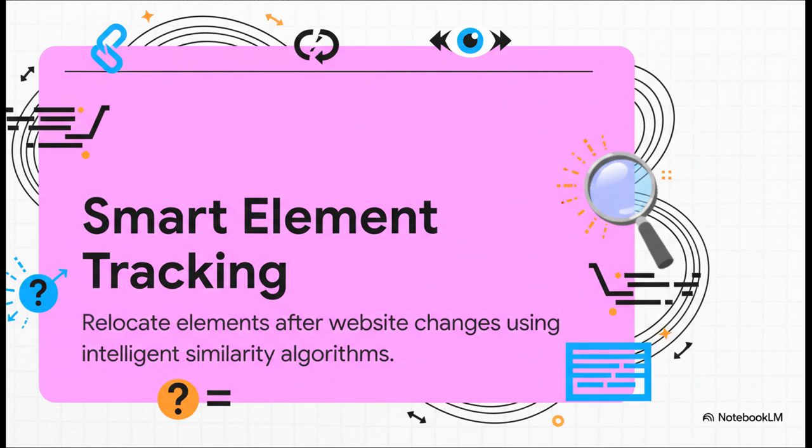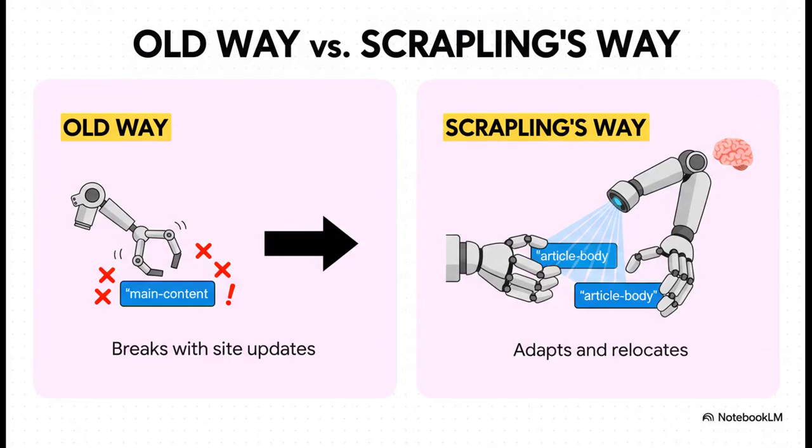This is the direct solution to that problem of websites constantly changing. Instead of just looking for a very specific, rigid address on a page, it uses these clever similarity algorithms to recognize the content you're looking for, even if the box it's in has moved or been renamed. This shows you the difference perfectly.